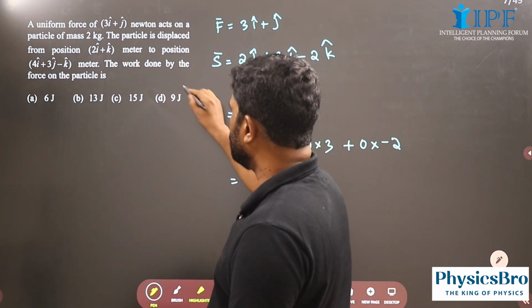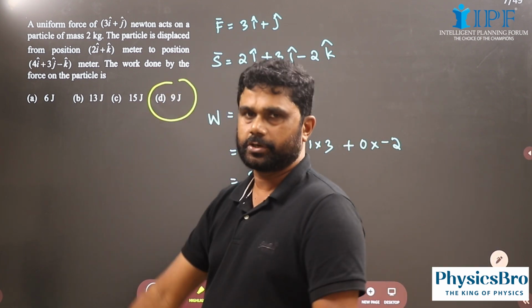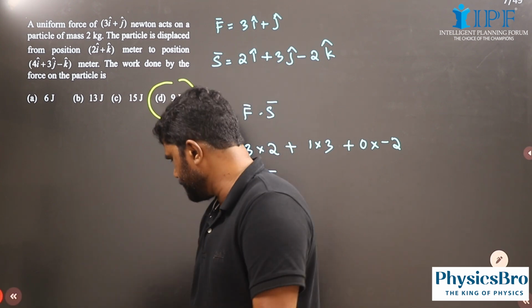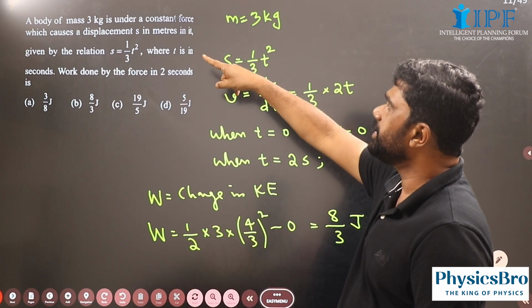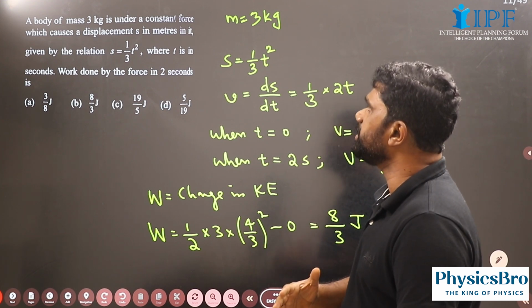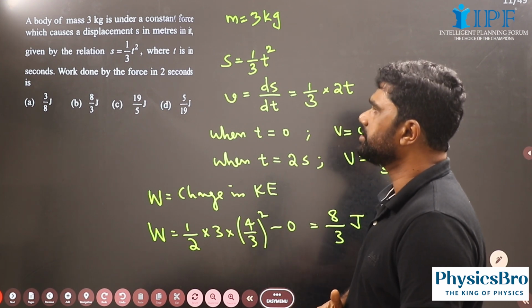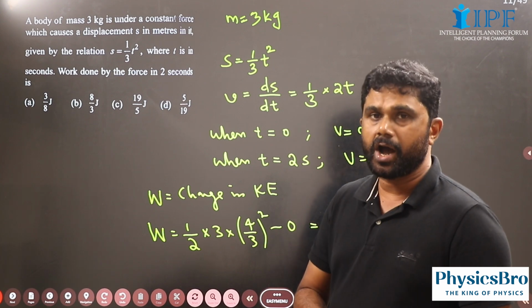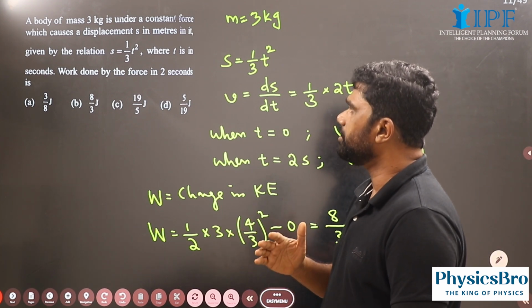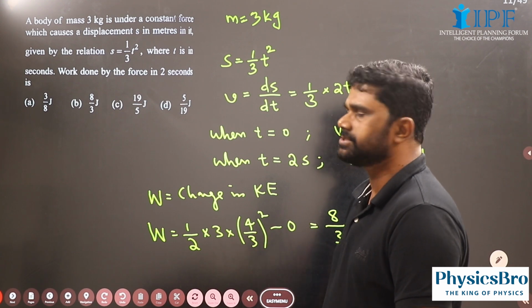So this is the correct choice. Now let's see the next question. A body of mass 3 kg is under a constant force which causes displacement s in meters, given by the relation s equal to 1 by 3 t square, where t is in seconds. The work done by the force in 2 seconds is?